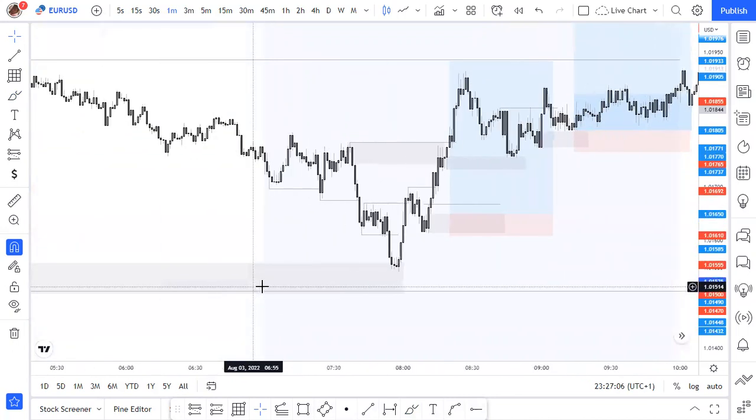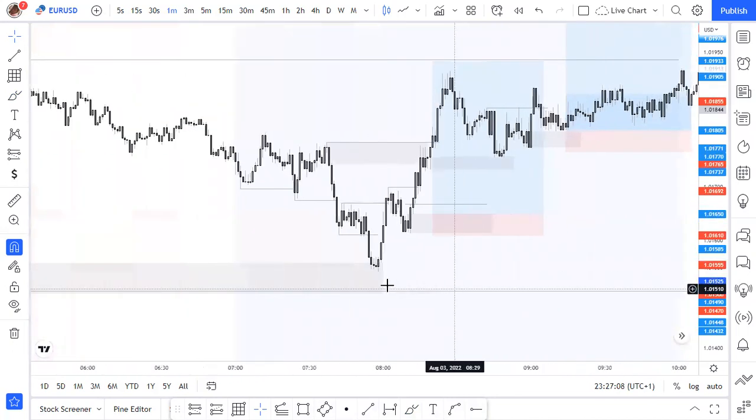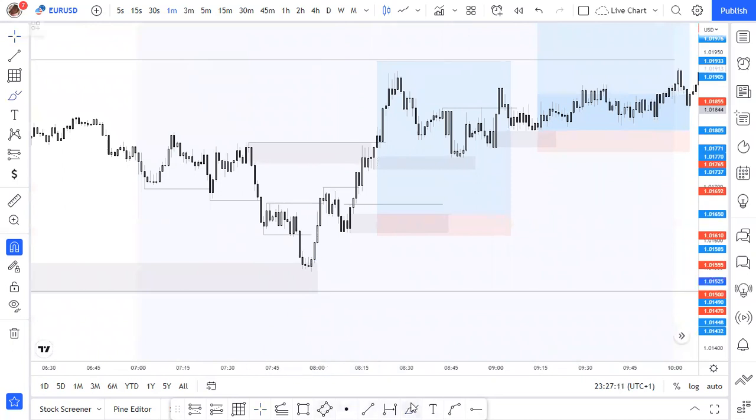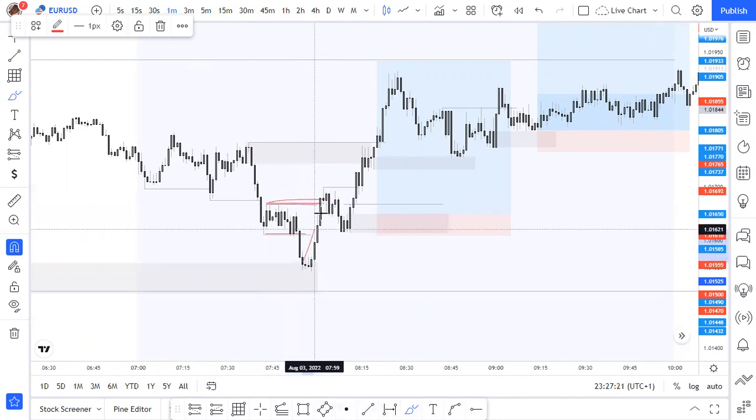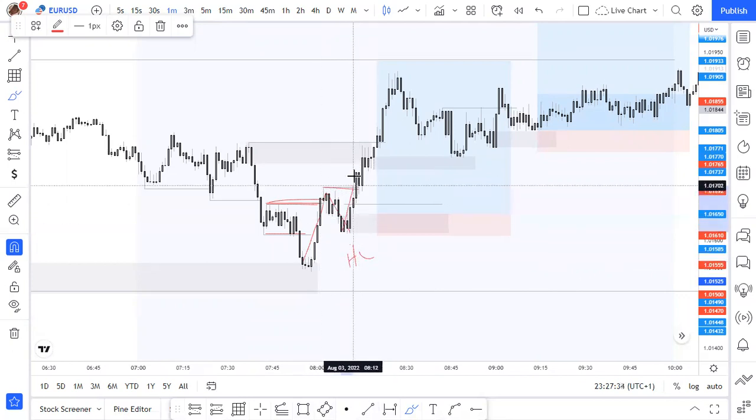We had price indicating that 15-minute zone, which was here, and price broke this structure here. Price broke this structure from this low, which is our last lower high on the 1 minute. So we now have a break of structure. Price pulled back, made that higher low, and then confirmed it with a higher high.